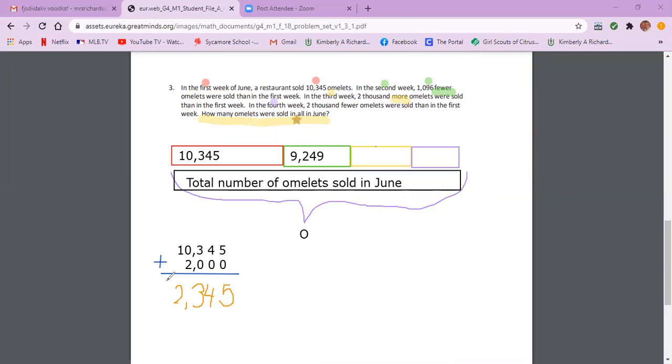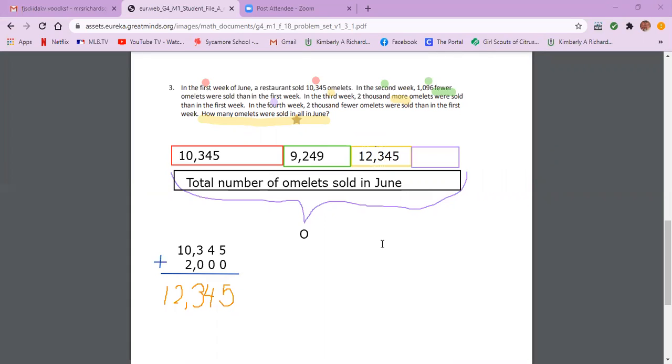And now we have, bring down our 1. So it looks like they sold 12,345 in the third week. So we can write that there. Okay. Remember, our ultimate goal is to add them all up together. So let's see here. 12,345 omelets were sold in the third week.